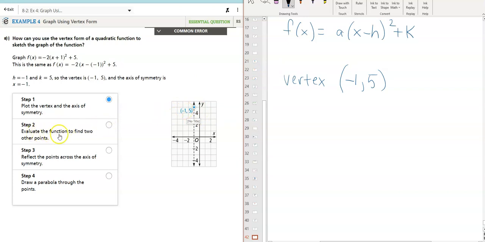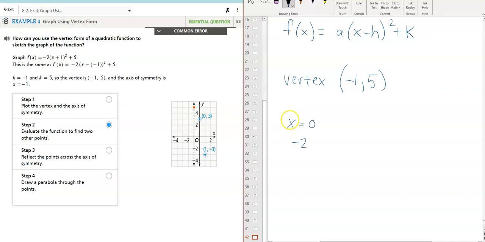Now we're going to evaluate the function to find 2 other points. So I'm going to plug it into my equation. So I'm going to say, okay, what if we just move over, right? Because my vertex is at -1, what if x is 0?